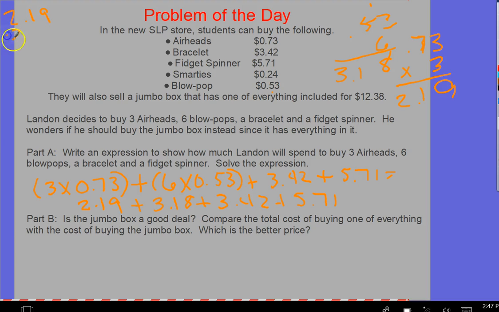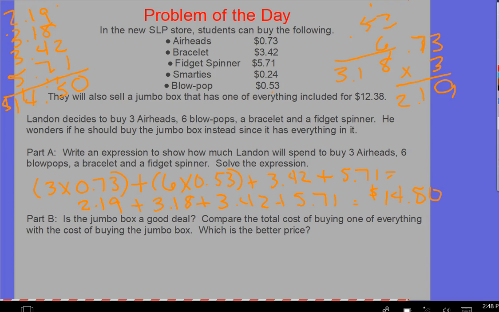I have $2.19 plus $3.18 plus $3.42 plus $5.71. So 9 plus 1 is 10, 8 plus 2 is 10, so I have 20 here. 7, 11, 12, 13, 14, 15. 5, 8, 10, 13, 14. So Landon is going to spend $14.50 on the items that he wants to buy.